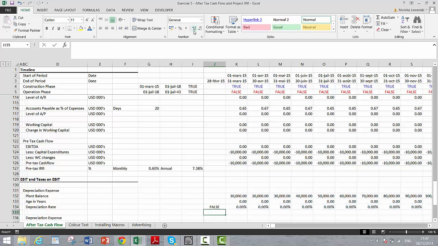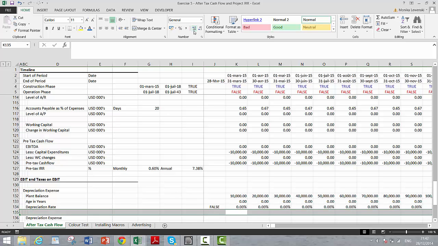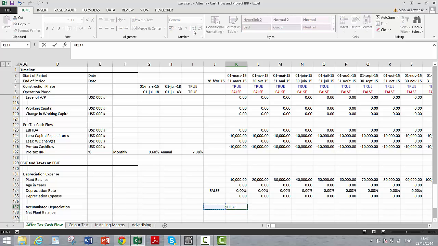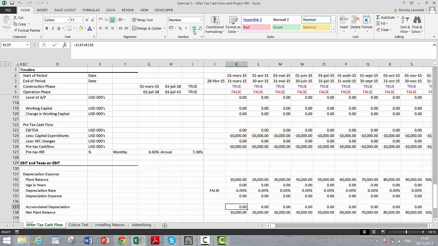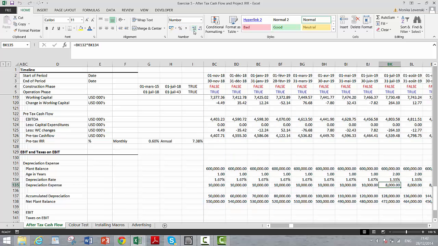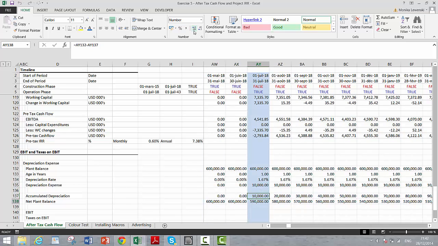and we should kind of put an equal. Okay, and then our depreciation expense is the plant balance times our depreciation amount. And then our accumulated depreciation is the prior amount plus depreciation, and our net plant balance is the plant balance minus the accumulated depreciation. Okay, and you should be very, very careful that the depreciation does not begin until the commercial operation date. The way we modeled it, it all works fine.